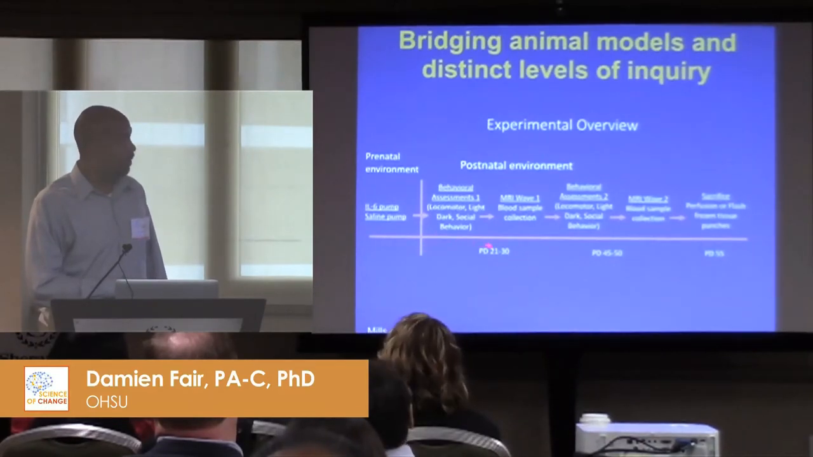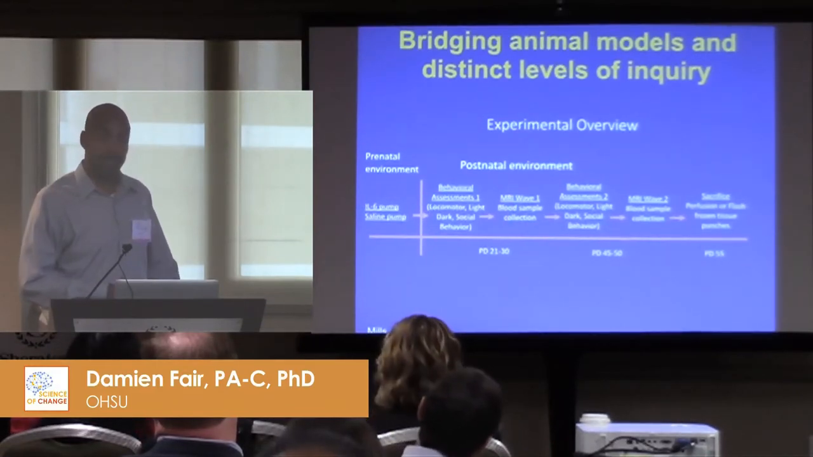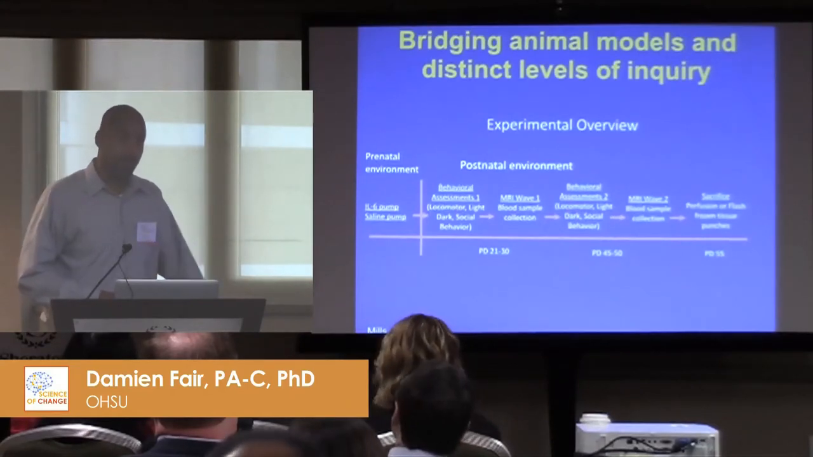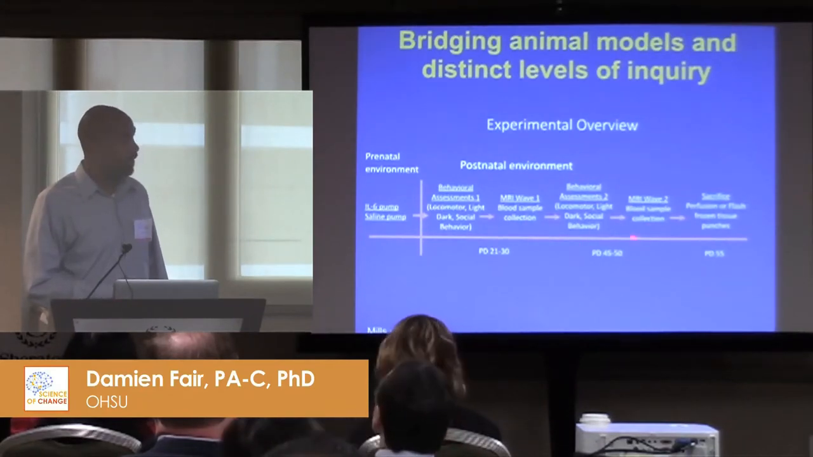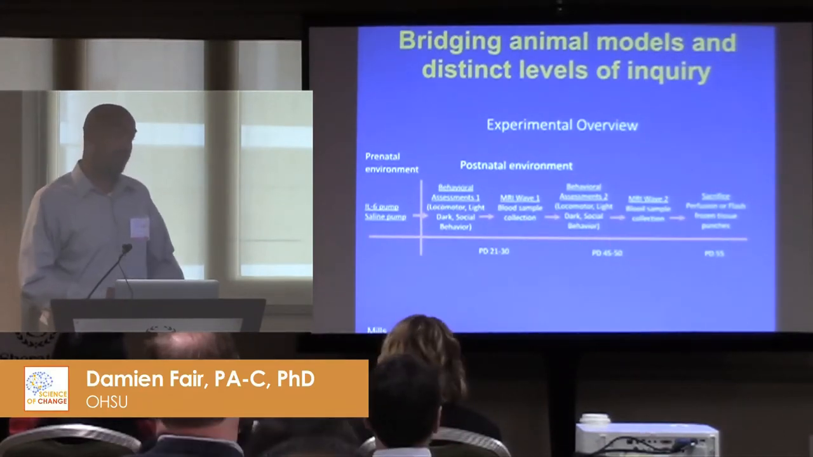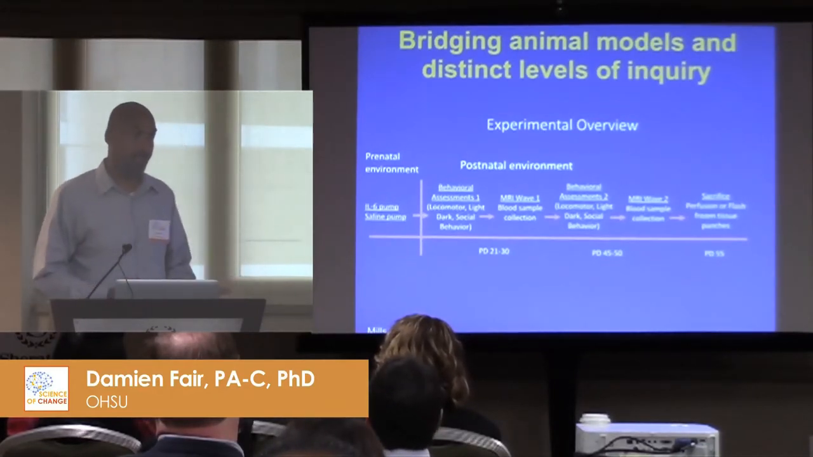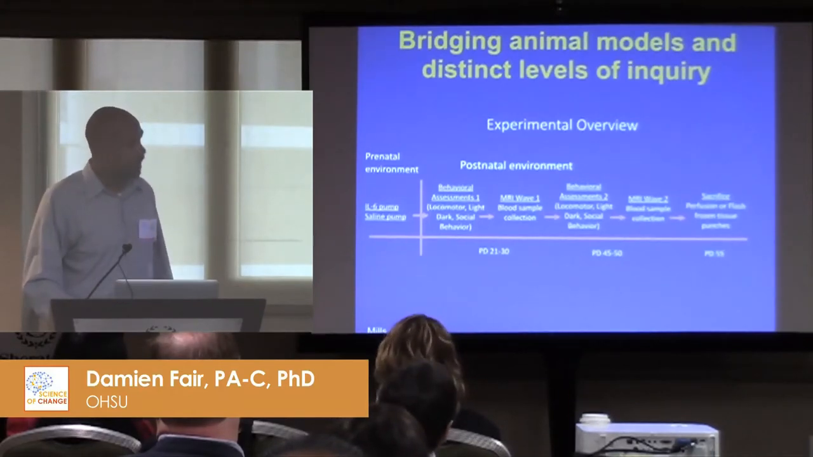The babies are born. We wait till they get done with weaning. We can do a bunch of behavioral assessments like anxiety and other types of social measures. We can collect the same exact measurements, MRI, like we do in the humans. And then we can do it again when they get a little older into late adolescence. We collect the MRI, and then we can actually look back and see, using immunohistochemistry or other measures, how our MR measurements are relating to the actual neurobiology.